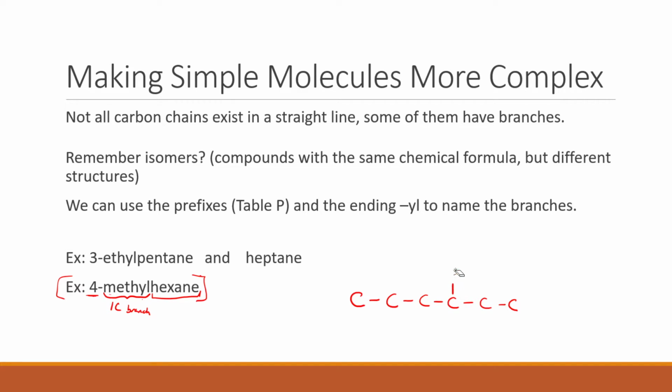Ooh, let's make a nicer C there. Branch of 1 carbon, and then fill in all of my hydrogens. And that is 4-methylhexane. Right? Hexane with a methyl branch, 1 carbon coming off of the 4th carbon in the chain.